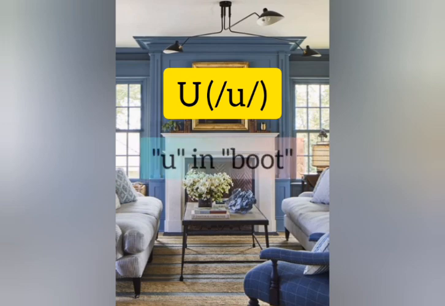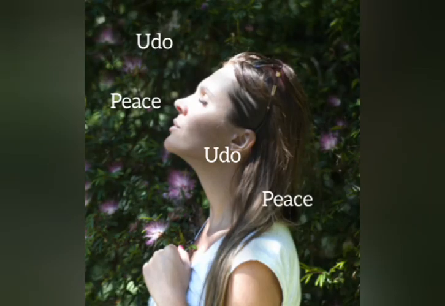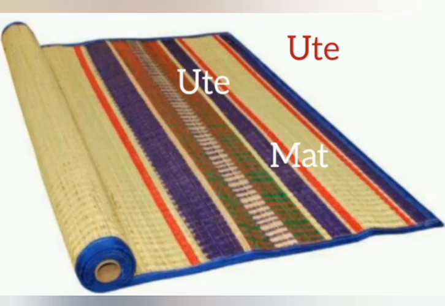The next vowel is U. This is like the U in boot. An example of an Igbo word for U is Ude. Ude means cream, like the body cream we make use of. Another example is Udo. Udo means peace. Another word is Ute. Ute means mat.